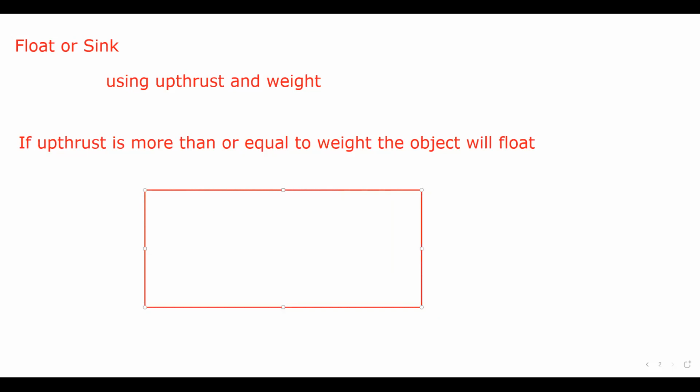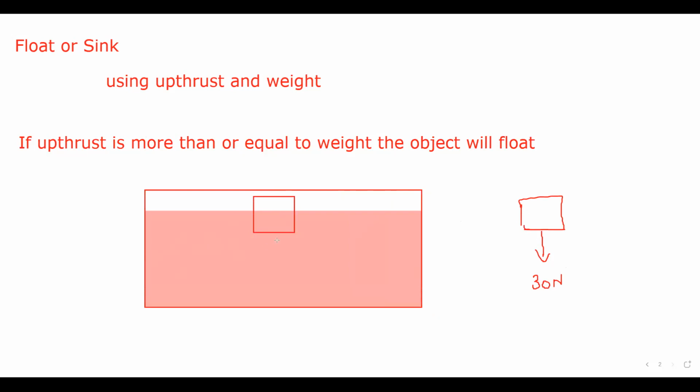For example, there's a container which is filled with a fluid, and we have an object which has a weight of say 30 Newton. So when we place this object, which has a weight of 30 Newton, the volume of the fluid displaced will be equal to the upthrust.